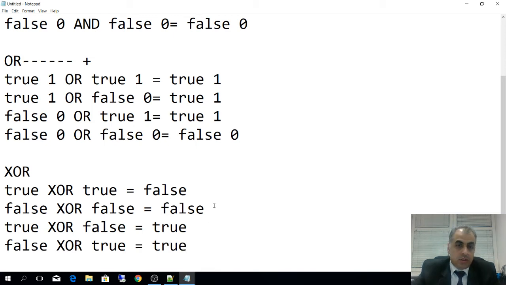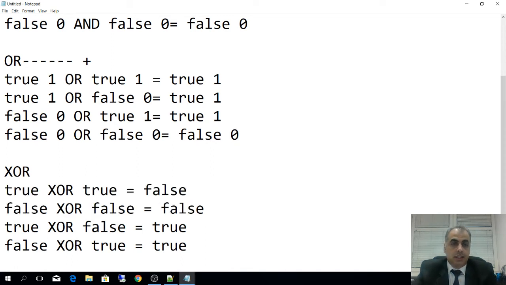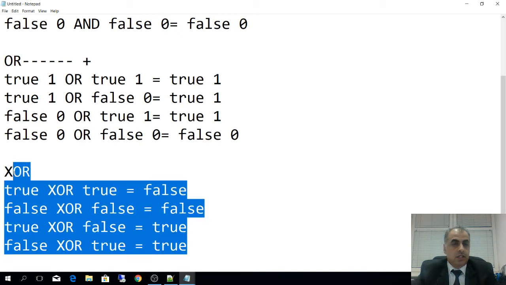So simply we understand that if both terms are equal, if they are the same, if both of them are true or if both of them are false, the result is false. Otherwise, if they are different from each other, true XOR false, the result is true. This is how XOR works.